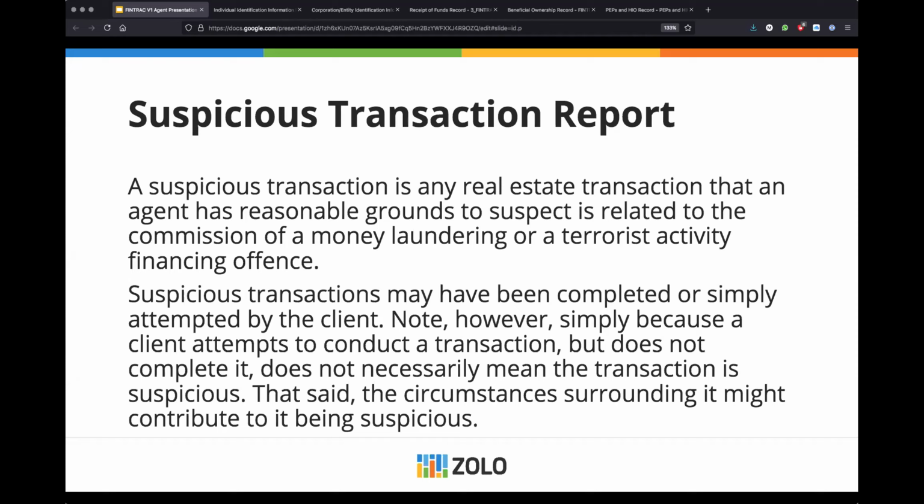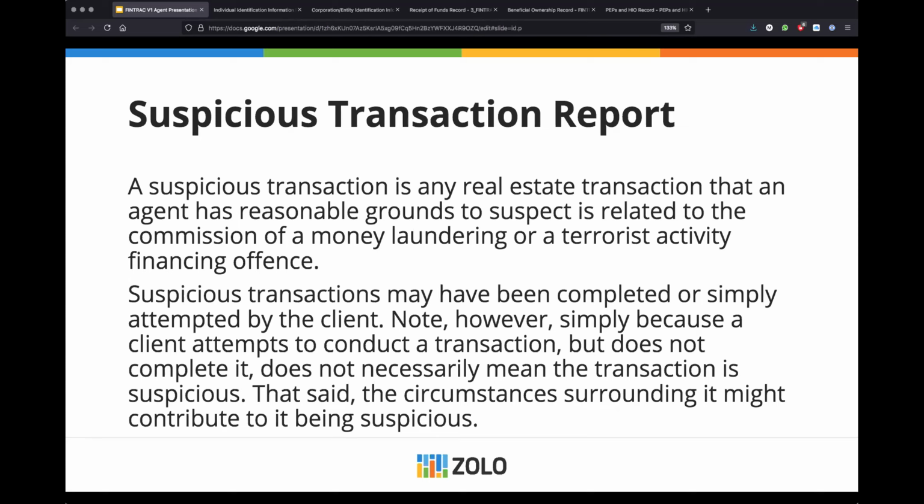I'll give you a really prominent example of suspicious transactions. If the client openly says to you, hey, look, I just came back from the casino. I have a lot of money. I need to buy a house and I need to do it right away. That would be a suspicious transaction. Suspicious transactions may have been completed or simply attempted by the client. So even if the client says, I want to place an offer and the offer is not accepted, but they have mentioned anything that may sound suspicious, it is still a suspicious transaction.